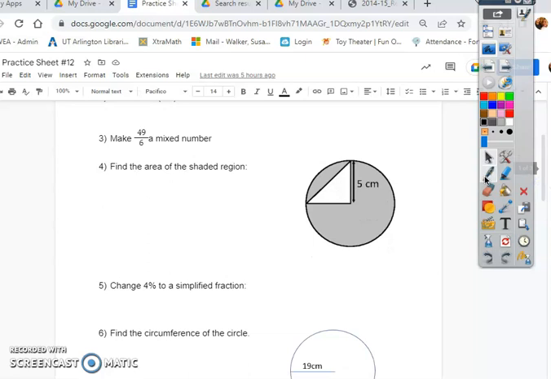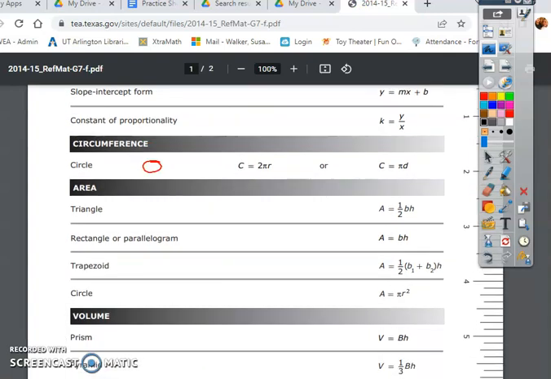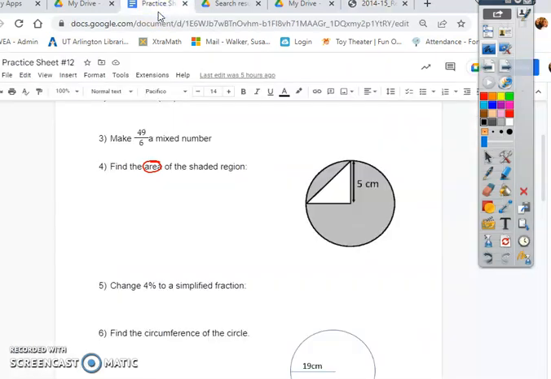3 y'all can do. You should be experts at that. Find the area of the shaded region. So this one's a little different than what we've done. So first of all, we use area. So we need area of a triangle and area of a circle. Okay. Area of a triangle is half BH. Area of a circle is pi r squared. You'll need to make sure you are referencing your formula chart, please.